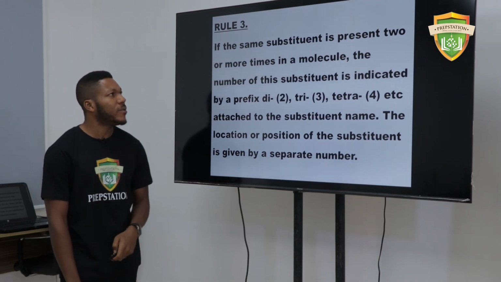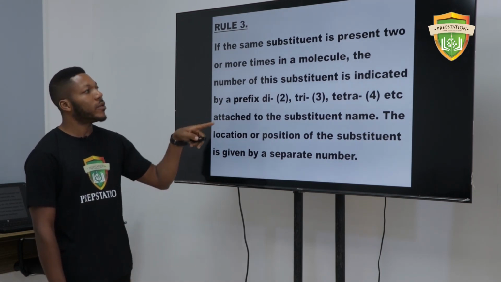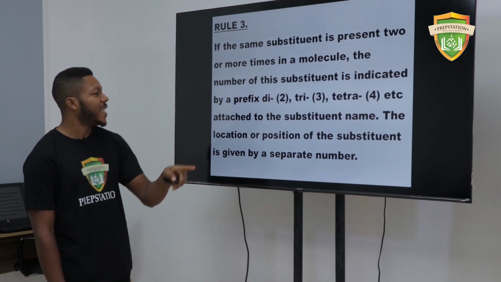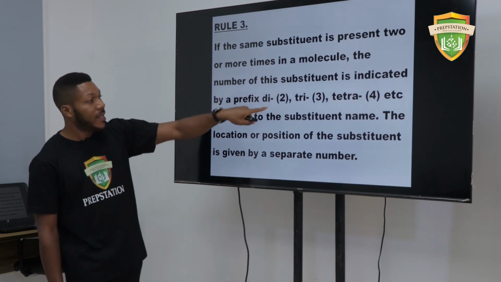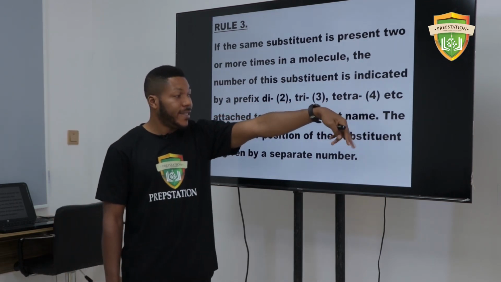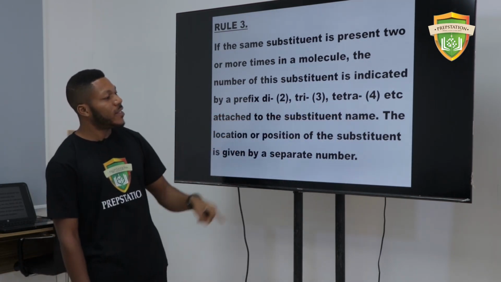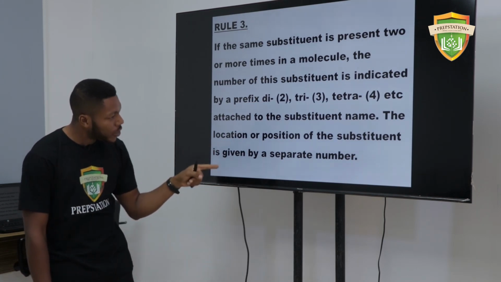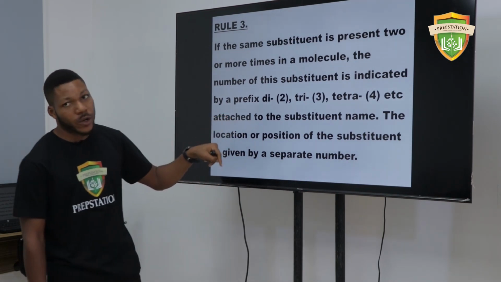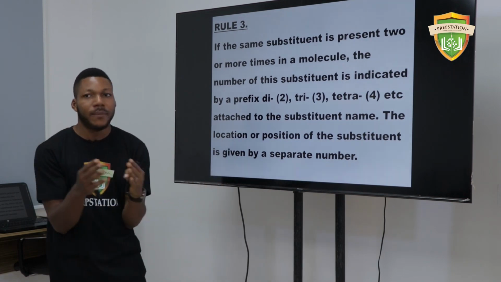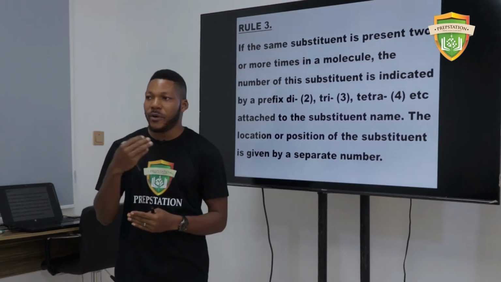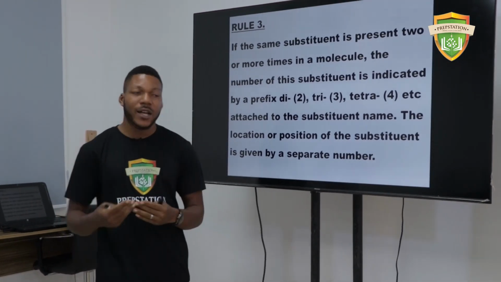Rule 3 says, if the same substituent is present 2 or more times in a molecule, the number of this substituent is indicated by a prefix, di means 2, tri means 3, tetra means 4, etc., attached to the substituent's name. The location or position of the substituent is given by a separate number. Note this rule very well because we start applying it very soon. If you have the same substituent more than once in a compound, you add the prefix di. If it is 3, it's tri, and so on.